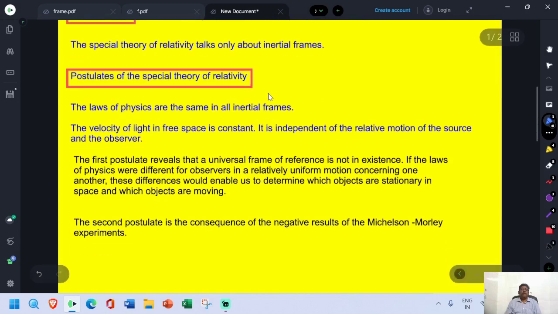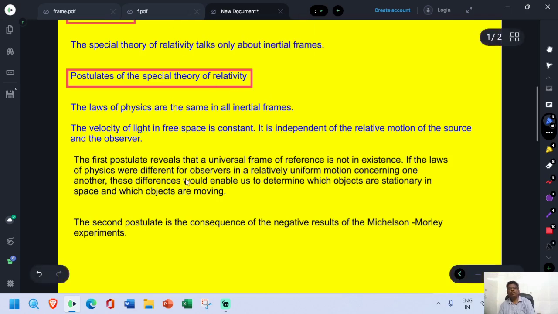The first postulate is the laws of physics are the same in all inertial frames. The postulate 2 is the velocity of light in free space is constant. It is independent of the relative motion of the source and observer. To understand more about the first postulate, read out this paragraph.